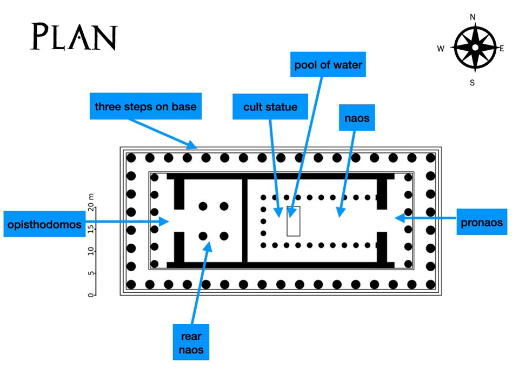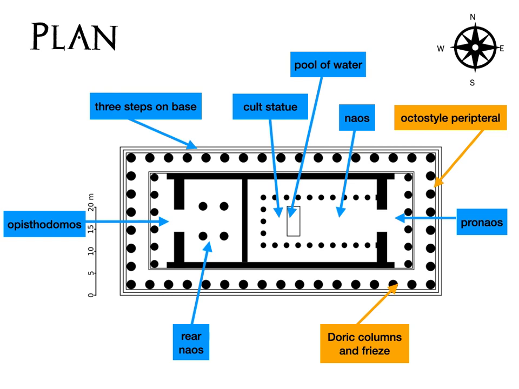There are 3 steps on the base. We've got the stylobate and the stereobate, so 3 steps up. In terms of the columns, as I said earlier on in the video, this is an octo-style temple, meaning there are 8 columns along each end, and it is peripteral. The columns go all the way around it. Those columns, those exterior columns are Doric in style, as is the exterior frieze, meaning that it alternates between triglyphs and metopes.